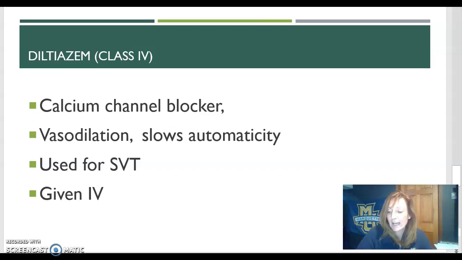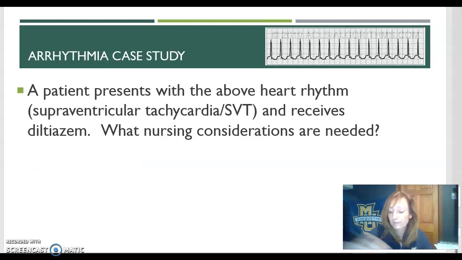And remember, diltiazem is used for hypertension and to treat angina. It does vasodilate the blood vessels throughout the body. This medication is given IV, so we would need to make sure that IV access is established.